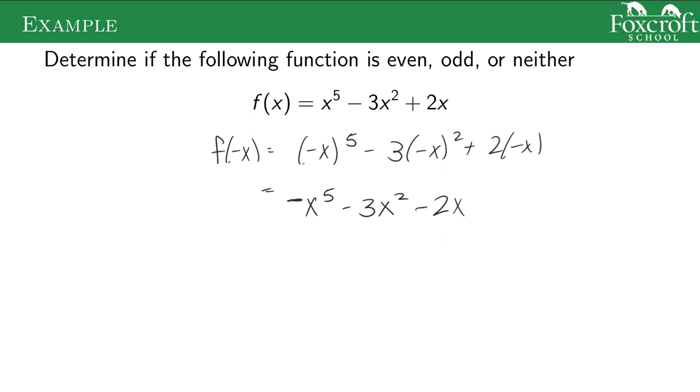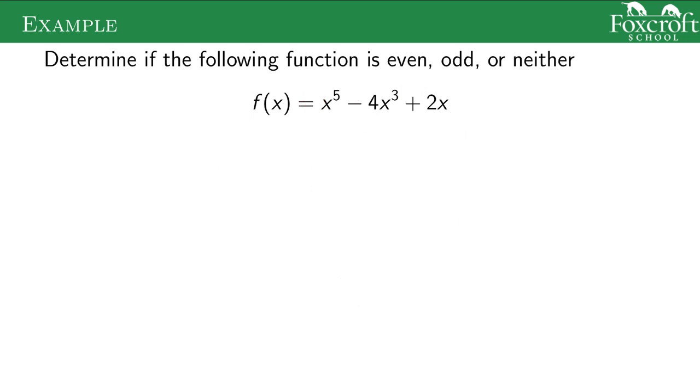So let's compare this to the original function. It's definitely not the exact same as the original, because here we start off with a positive x squared, and here we have a negative x squared. So it's not going to be an even function. But also here, this part is the same. So it's not an even function, and it's not the opposite of the original. So this one is actually neither even nor odd. It doesn't come out to a nice pattern. One thing changes and one thing doesn't. It's just neither.